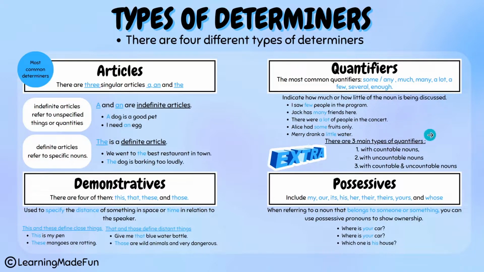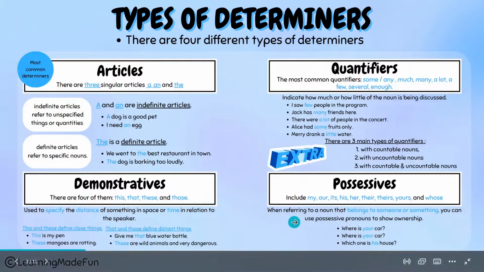There were a lot of people in the concert. So this tells us that there were a lot of people, many people. Alice had some fruits only. Mary drank a little water, so she drank a small amount of water. Now, there are three main types of quantifiers. One with countable nouns, so nouns that can be counted. Two with uncountable nouns, and three with countable and uncountable nouns.